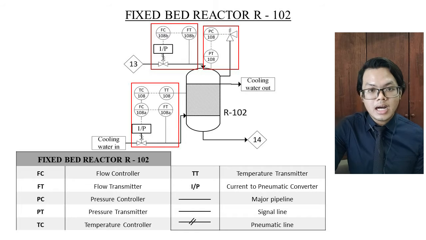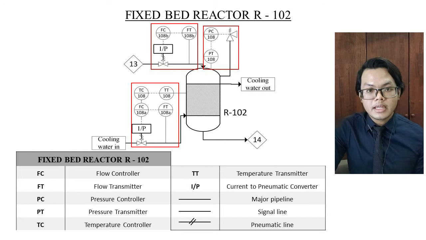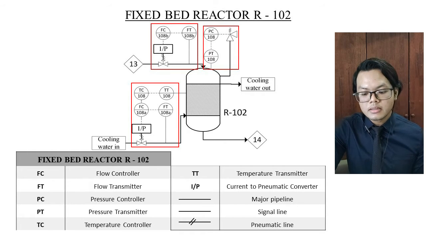The third is reactor R102. This reactor also has the same control system as R101 because they are the same type of reactor and also need to control the same parameters.